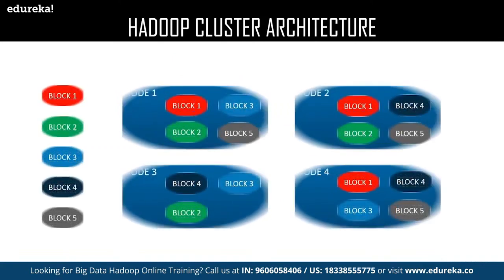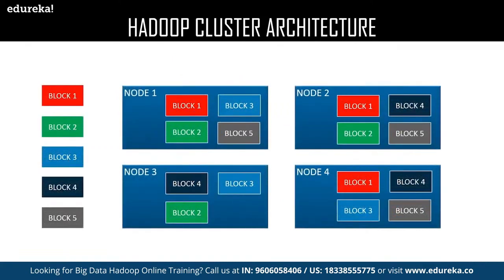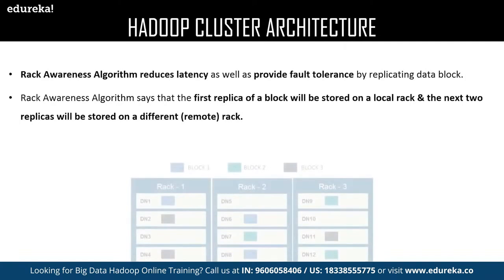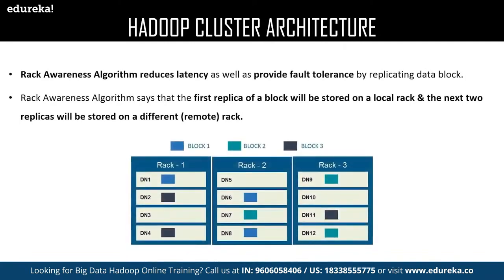Now, let us move on to the rack awareness algorithm. The rack awareness algorithm is all about data storage. It says that the first replica of the actual data must be located in the local rack, and the rest of the replicas can be stored on a different remote rack.